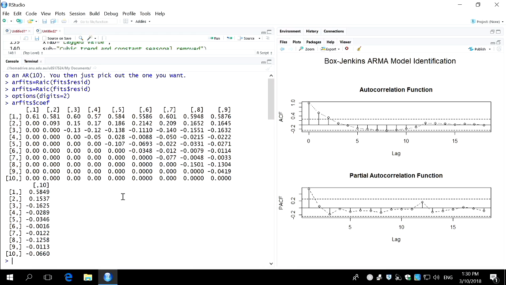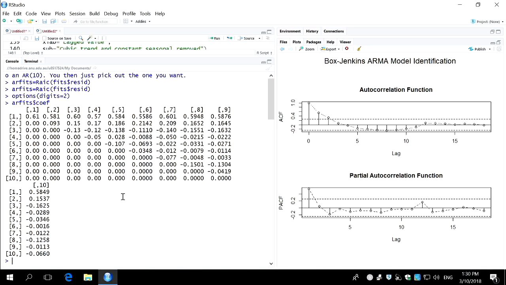If I wanted to fit an AR10, I'd probably have to go take a little lie down, but there it is. xt is 0.58 times xt minus 1 plus 0.15 times xt minus 2 minus 0.16 times xt minus 3 minus 0.066 times xt minus 10. That's what an AR10 would look like. So all we do now is we just pick out the one we want.